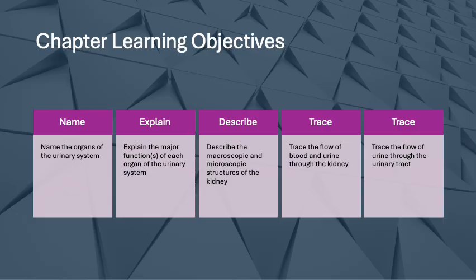We'll take a closer look at both the microscopic and macroscopic structures of the kidney, exploring how its complex internal anatomy supports its critical function. We'll also learn how blood flows into, through, and out of the kidneys, and how urine is formed in the nephron before it is transported through the rest of the urinary tract. Finally, we'll trace the full path of urine from the filtration in the renal corpuscle to its elimination from the body, linking the structure directly to function throughout.